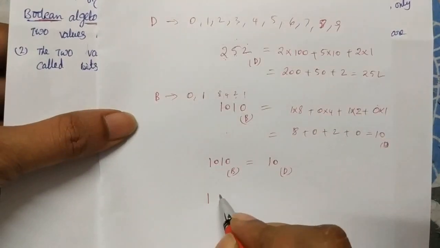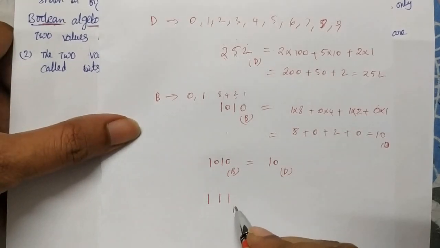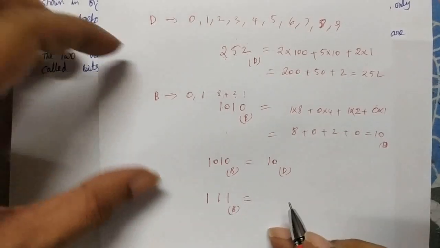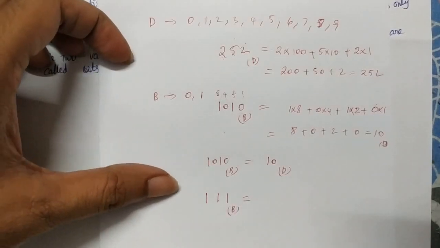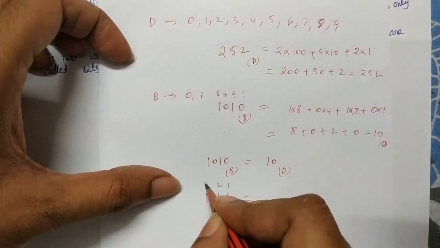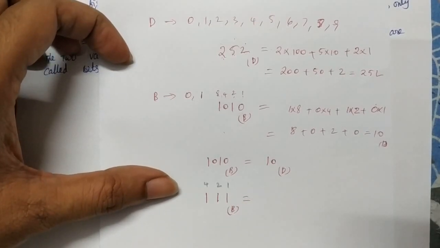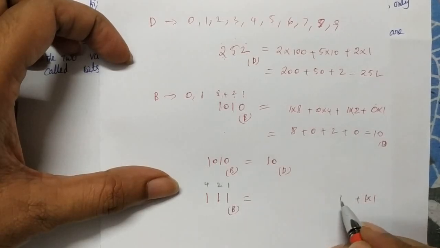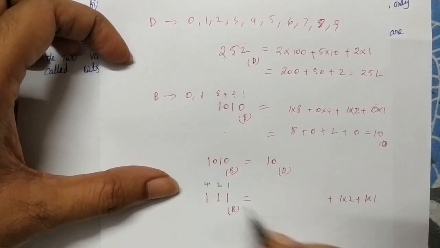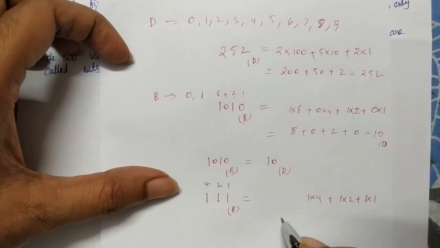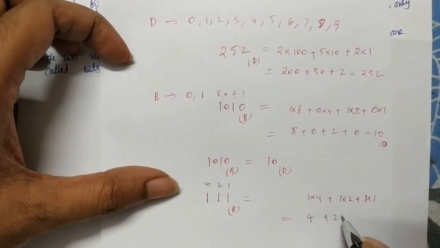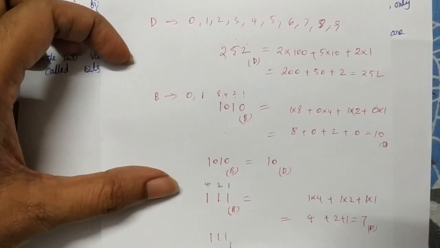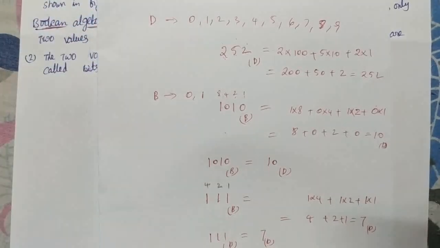Suppose 1, 1, 1 is there. This is a binary number. What is the value in decimal? And you know that these are 1s, 2s, 4s. So what can you write here? 1 into 1s plus 1 into 2s plus 1 into 4s. So what do you get? 4 plus 2 plus 1, nothing but 7. So this is 7 in decimal. So 111 in binary number is equal to 7 in decimal number. Like this we can convert.